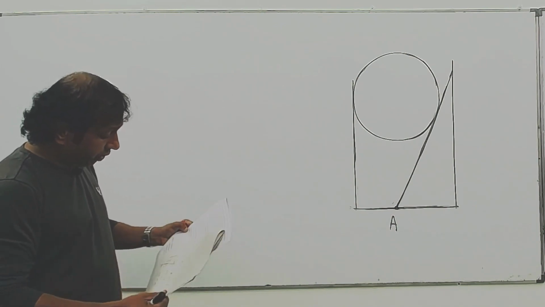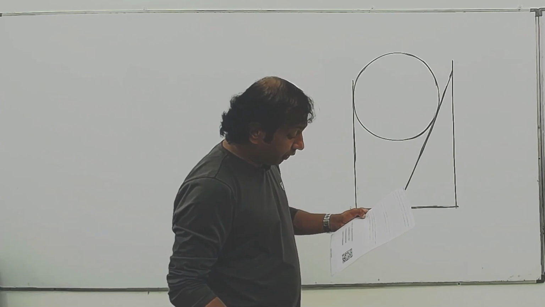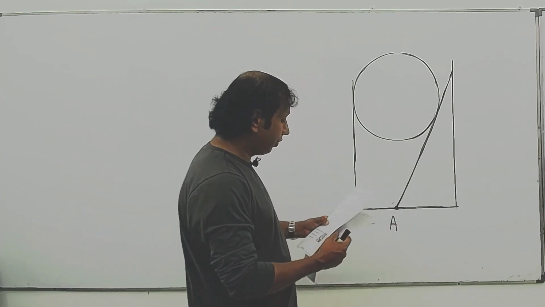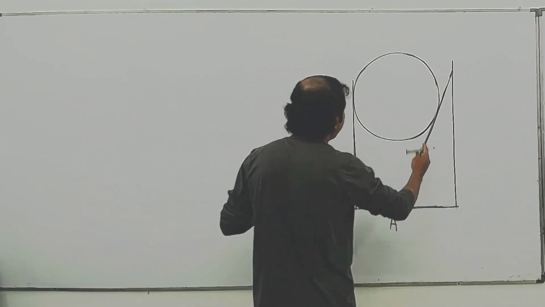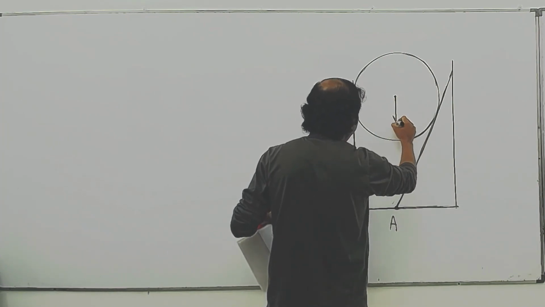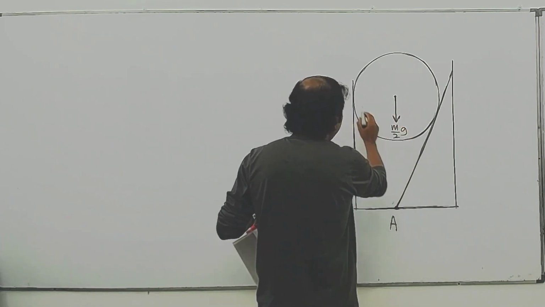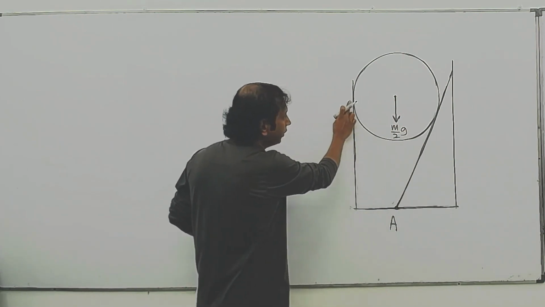The mass of the lamina is m by 2. Mass of the lamina, it acts at the center of gravity. No, center of gravity is at the geometric center. This point. M by 2 times g. Here we get a normal reaction by this wall.